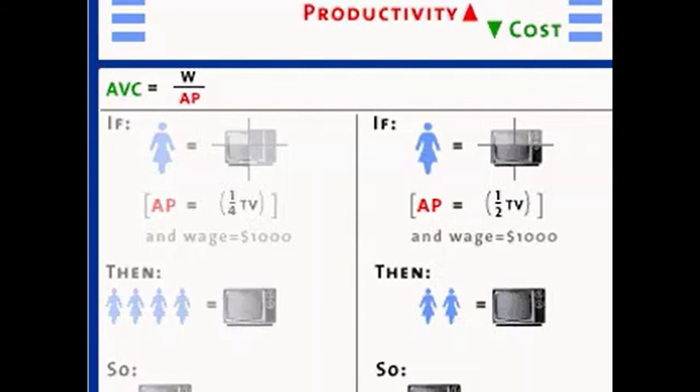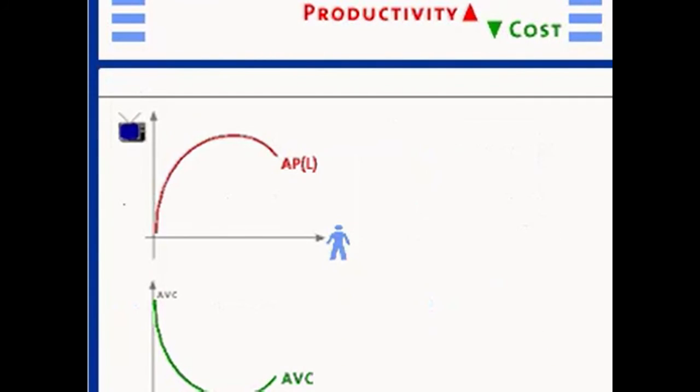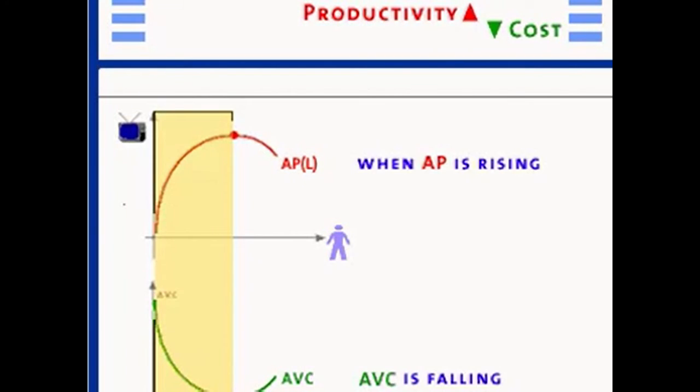Let's look now at the relationship between the average variable cost curve and the average product curve. And here I have it drawn. When the average product of labor is increasing, that is, when it takes fewer workers on average to produce a television set, when one worker can produce more of a television himself or herself, then the average variable cost is falling. As workers become more productive, it takes fewer workers to produce a television, and the labor cost per television is falling. Finally, the average product reaches its maximum.